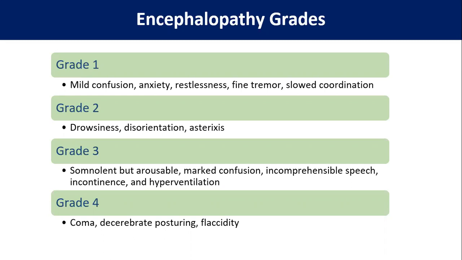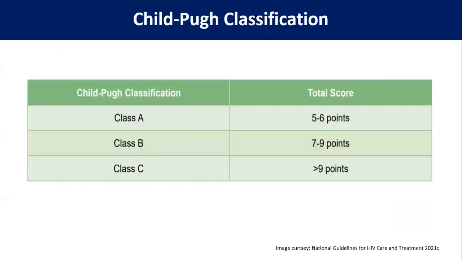Grade 1, we may not find anything, mild, or there can be mild confusion, anxiety, restlessness, fine tremors, slowed coordination. Grade 2 includes drowsiness, disorientation, asterixis, that's the hepatic flap. And grade 3, somnolent but arousable, and there is marked confusion, incomprehensible speech, incontinence, and hyperventilation. Grade 4, coma, decerebrate posturing, flaccidity.